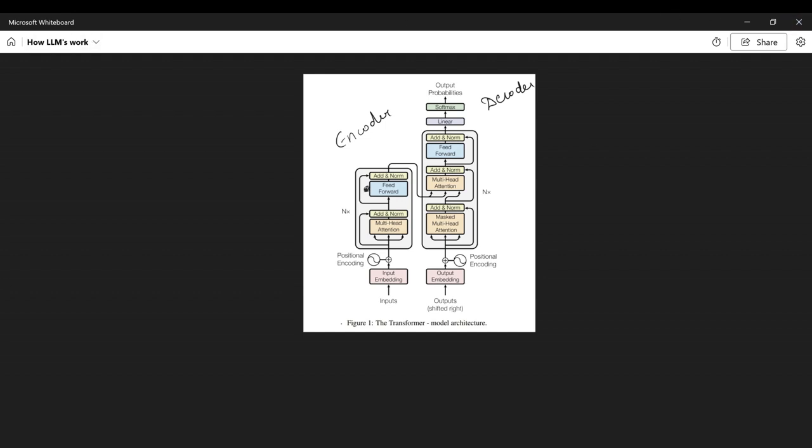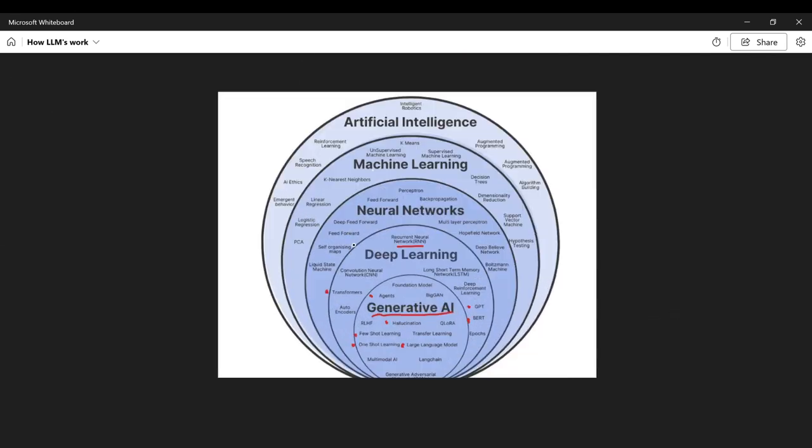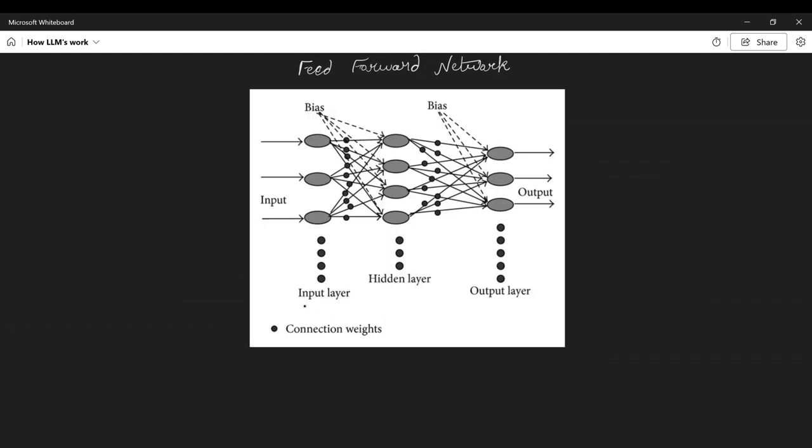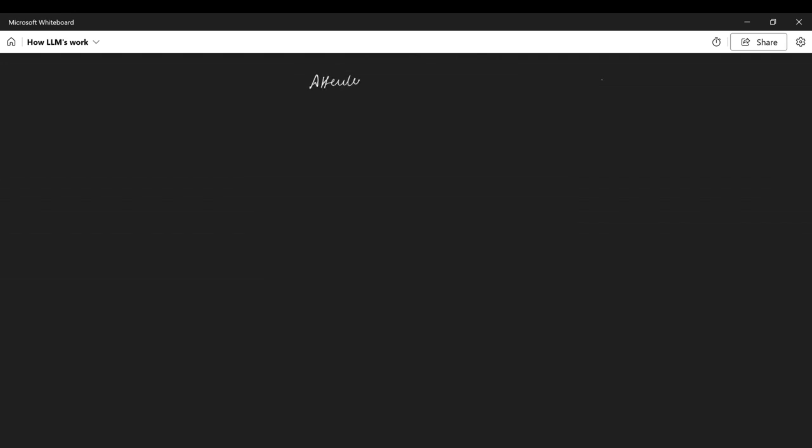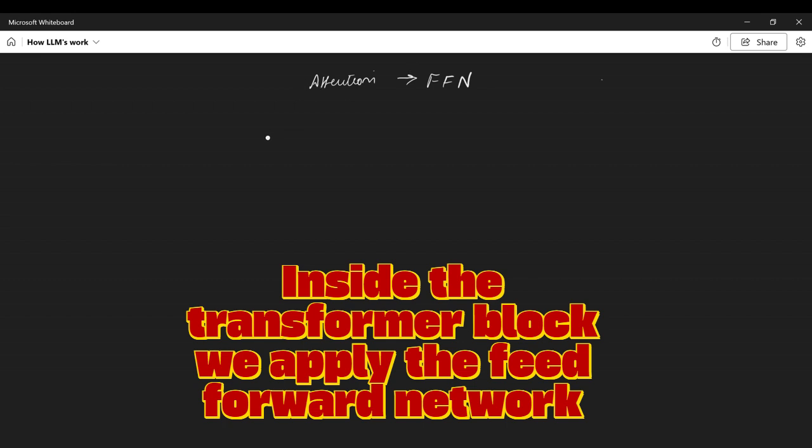And this feed forward network comes from, if you remember this diagram where we understood what is AI, ML. We were talking about Gen AI that time to understand a few terms. So this feed forward is a part of neural networks. And in a feed forward network, there is an input layer, an output layer, and a hidden layer. And there are something called weights, which are shown in these dotted areas, and there is something called bias. Inside every transformer block, after the attention happens, we apply a small feed-forward network to each token's vector.